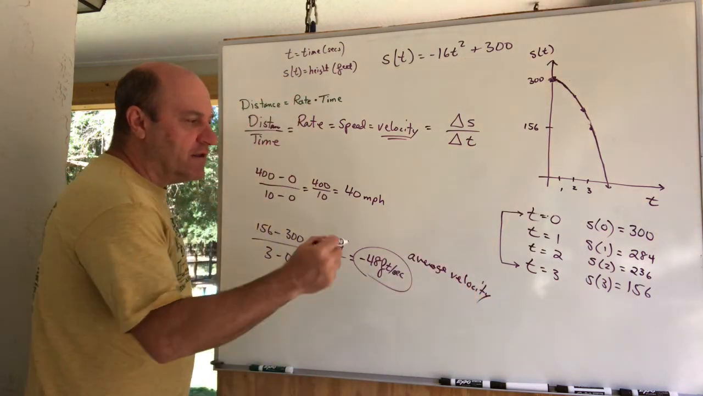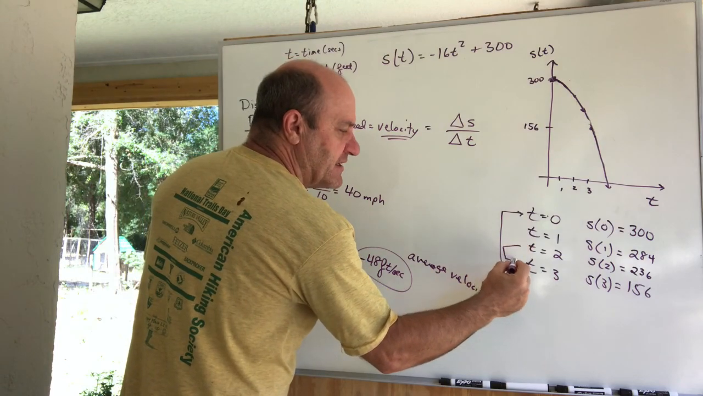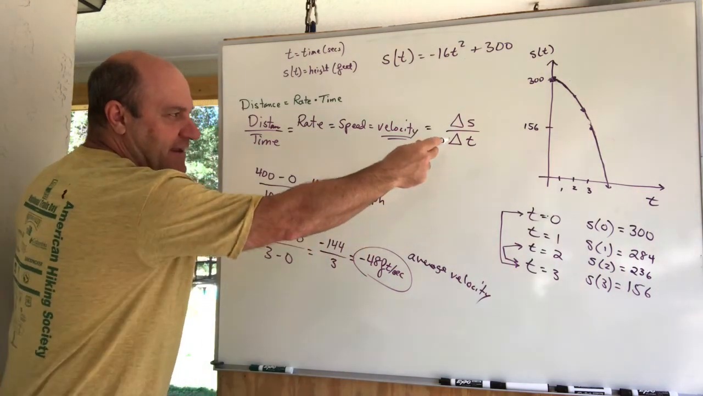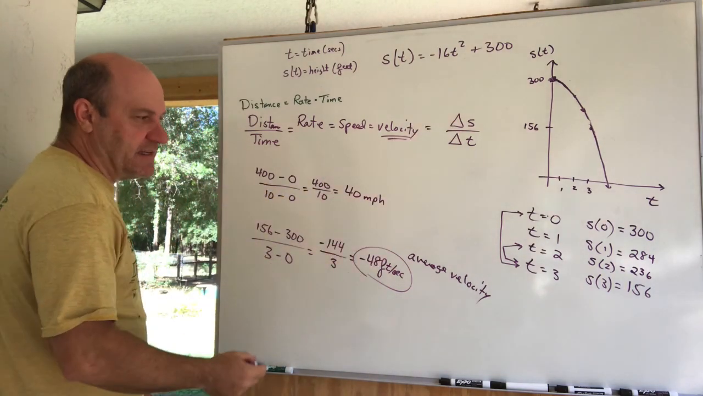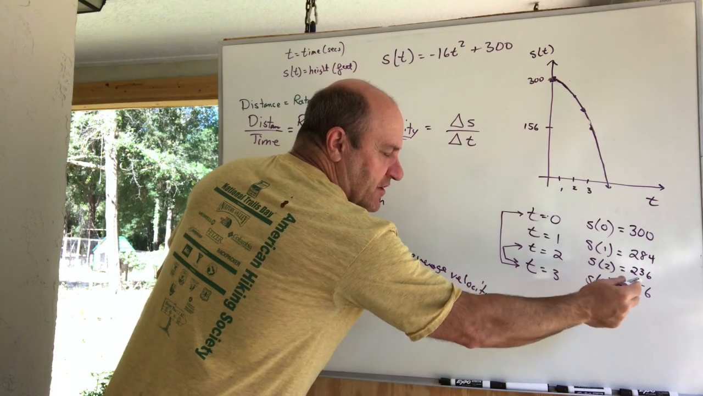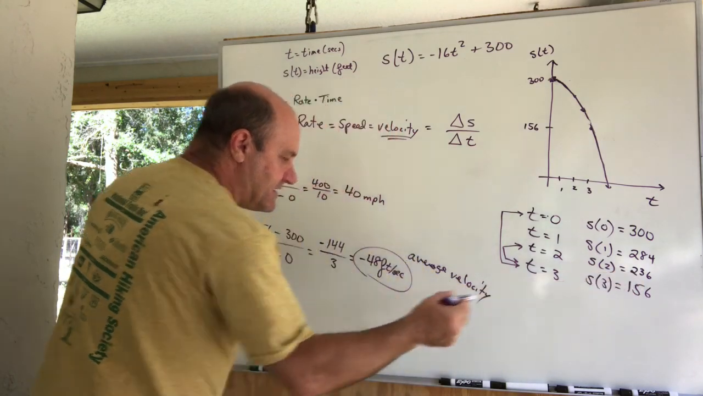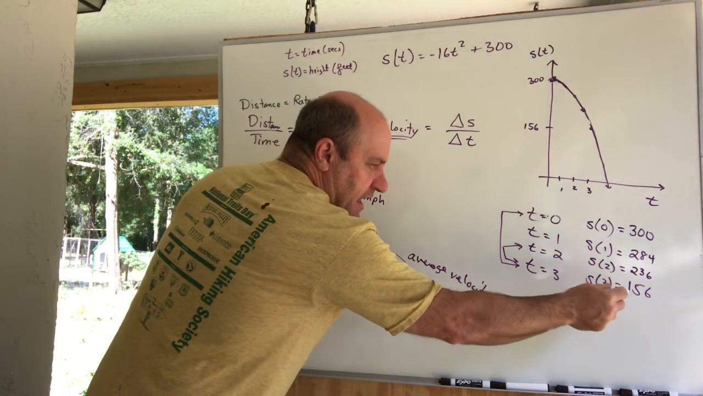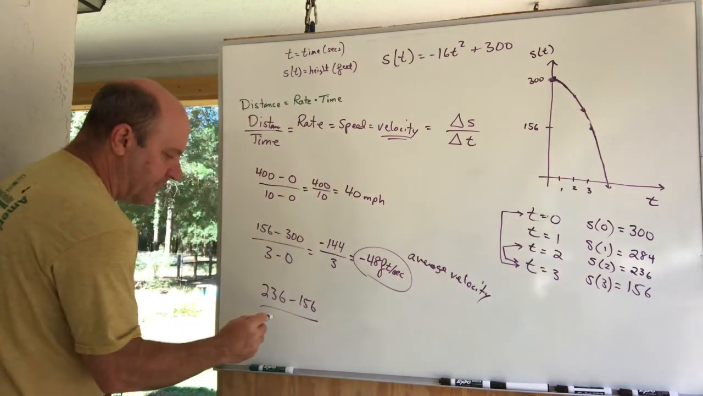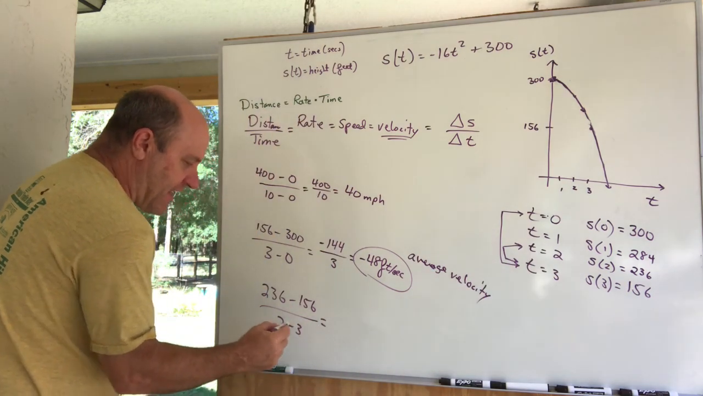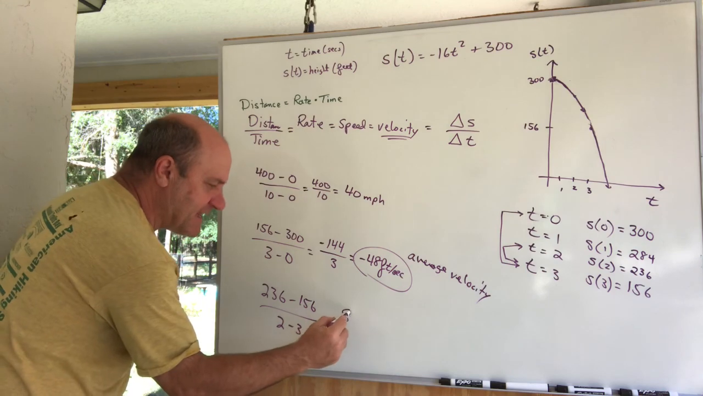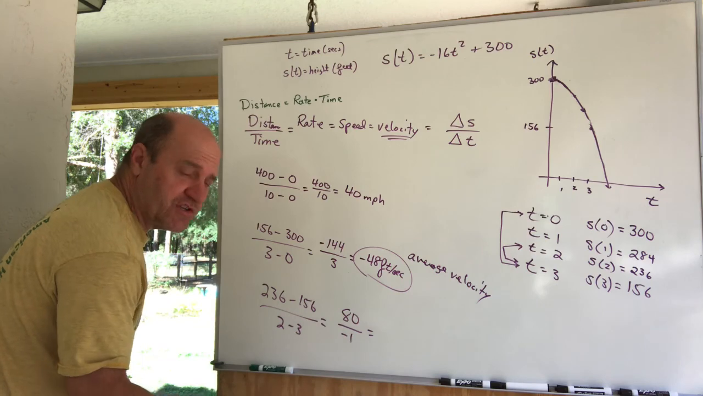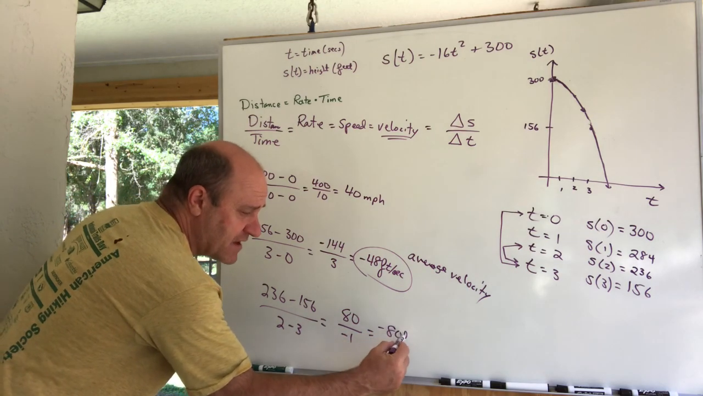Let's just do one more. Let's do the average velocity from 2 to 3 seconds. I'm going to subtract the heights and subtract the times again to get an average velocity. This time I'm going to subtract backwards, and it'll work. Watch. I'll do this height minus this height. So 236 minus 156, and that's okay as long as I subtract 2 minus 3. That's 80 feet, and that's negative 1 second. So it comes out negative again, which it should. And this is negative 80 feet per second.